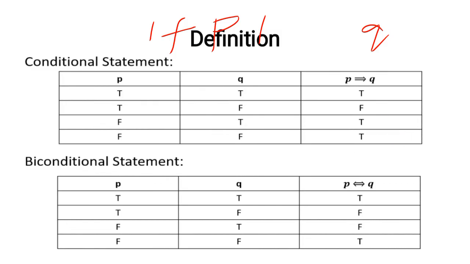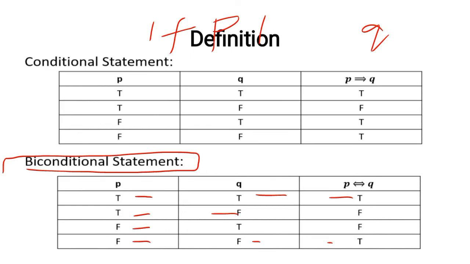Okay. The next and final connective you need to know is what we call the biconditional statement. For the biconditional statement, all it means is that once the two statements are true, it will be true. Once the two statements are false, it will be false. But if one is true and the other false, or false and true, it means they will always be false. Okay? So that is all for the biconditional statement.